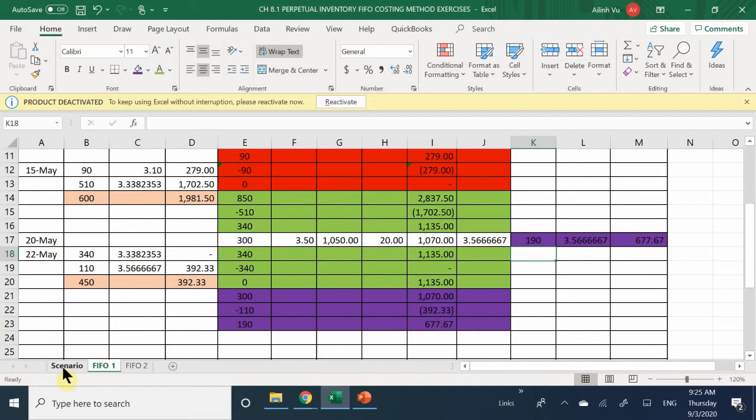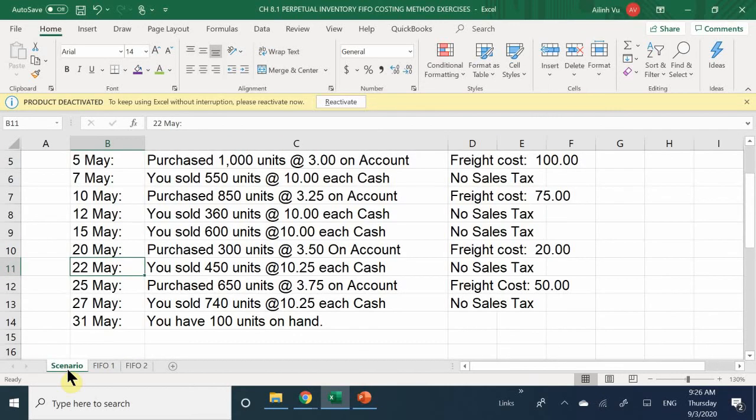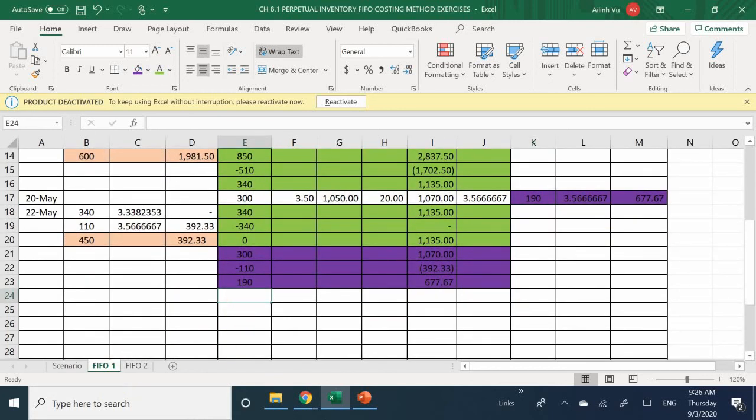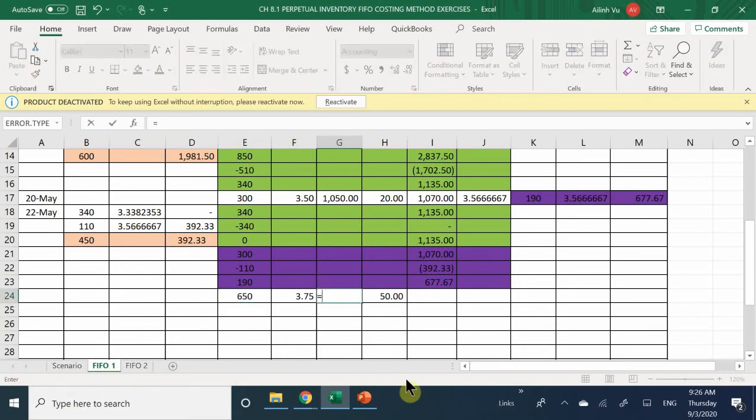All right. Then let's go ahead and see what happened next on the 25th of May. At 3.75, and the freight is 50. Good. So $3.75 and then $50 freight. Did I buy 650 units? That's what it said, right? 650. Good. So what is my total purchases here?